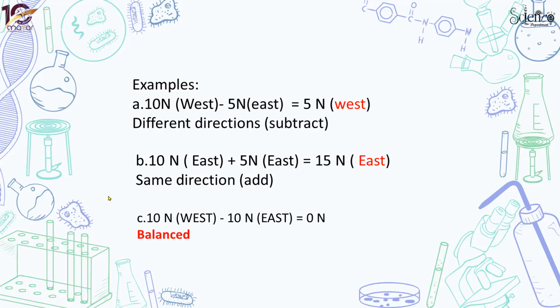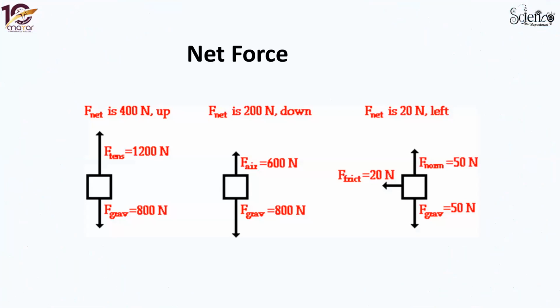The last one, I have 10 Newtons to the west, 10 Newtons to the east. So opposite directions, we subtract. The result is 0. Now, whenever the net force is 0, we call this balanced forces, okay? Balance means it's 0, not going to affect, okay?